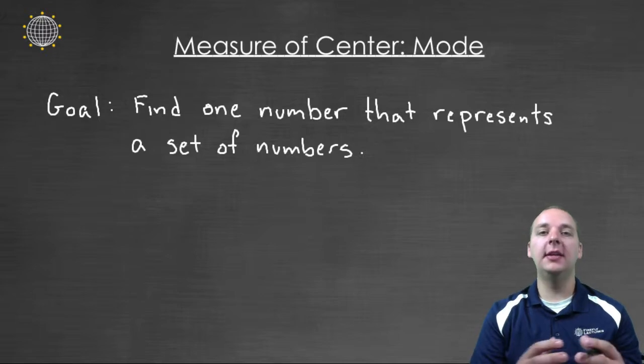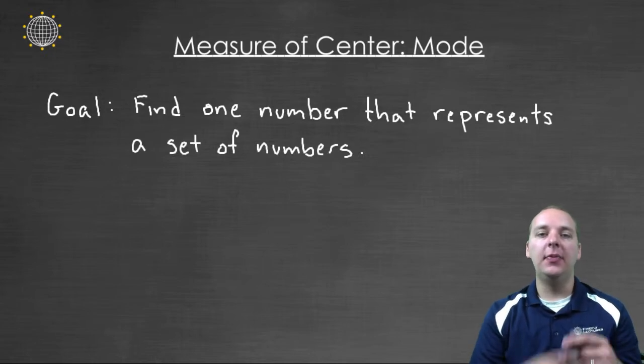Many times we'll have a set of data and we'll want to find one number that best represents this entire data set. These are called measures of center, and there's actually quite a number of different measures of center. In this video, we're going to talk about one in particular called the mode.